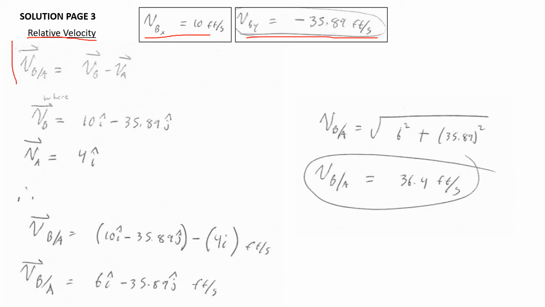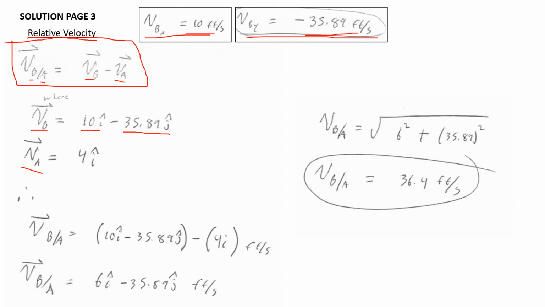So recall our relative velocity general equation here. The velocity of b relative to a is equal to the velocity of b minus the velocity of a, where we now have an expression from the components up top for the vector for velocity b, which is 10 in the i hat direction, our x component, minus 35.89 in the j hat direction, our y component over here. Again, notice the sign convention going in our negative y direction. And our velocity at A is given to us in the problem statement as simply 4 acting purely in our x direction. So 4i hat is our vector for v sub A.